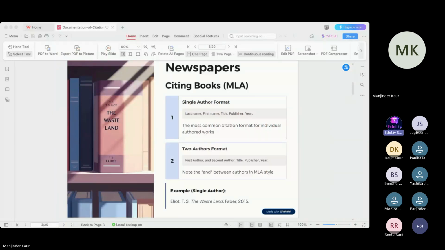Ma'am, I have a query. Yeah, please. Yeah, ma'am, when we are writing for our synopsis, is it like in the introduction, we have to write the author in a different format, and in the review, we need to write the author in a different format?